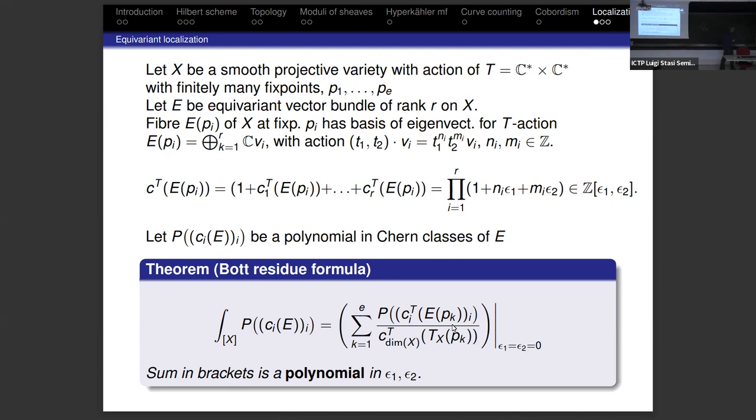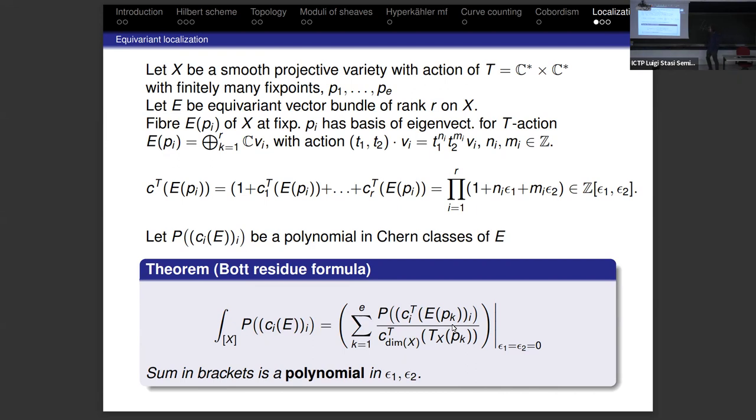So this is the Bott residue formula. And this is even useful, for instance, when the answer is zero, because then certain expressions have to be zero. Okay, so this is the Bott residue formula.